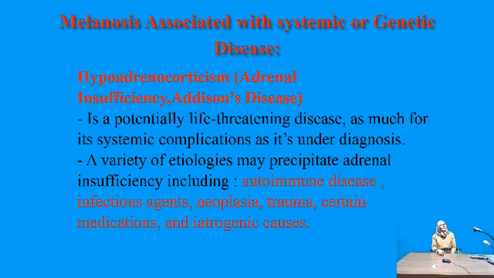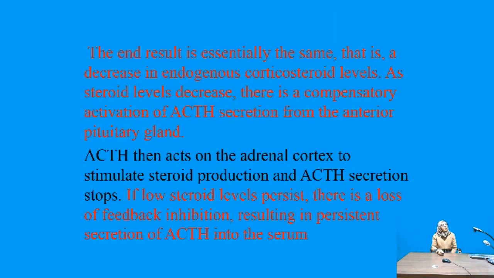The other lesion is melanosis associated with systemic or genetic diseases. We have the first one, adrenal insufficiency, or Addison disease. It is a potentially life-threatening disease, as much for its systemic complications as for being underdiagnosed. A variety of etiologies may precipitate adrenal insufficiency, including autoimmune disease, infectious agents, neoplasia, trauma, certain medications, and iatrogenic causes. The end result is essentially the same, that is, a decrease in endogenous corticosteroid level.